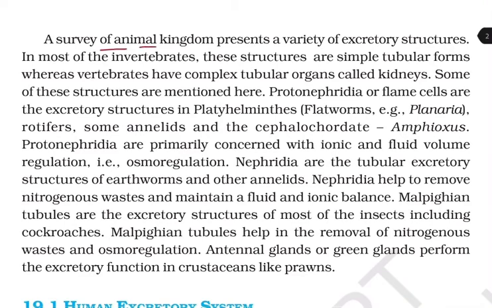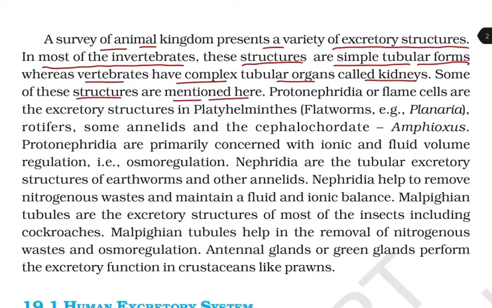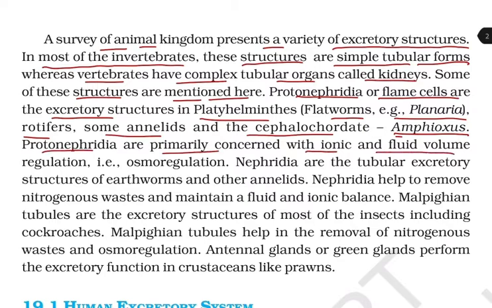A survey of the animal kingdom presents a variety of excretory structures. In most invertebrates, these structures are simple tubular forms, whereas vertebrates have complex tubular organs called kidneys. Some of these structures are mentioned here. Protonephridia or flame cells are the excretory structures in Platyhelminthes, that is flatworms, for example Planaria, rotifers, some annelids, and the cephalochordate Amphioxus. Protonephridia are primarily concerned with ionic and fluid volume regulation, that is osmoregulation.